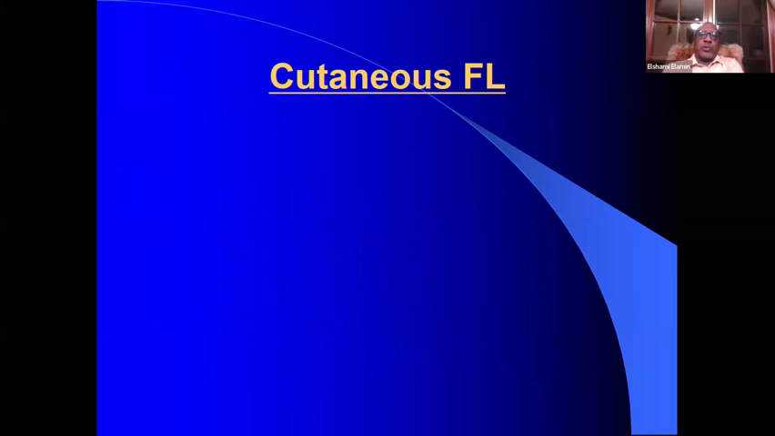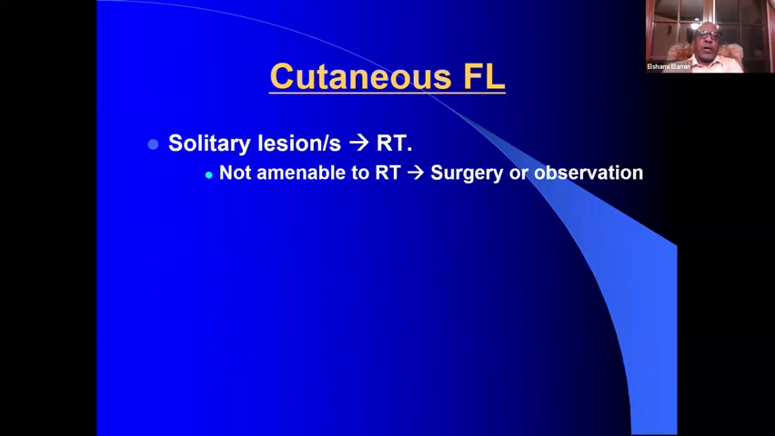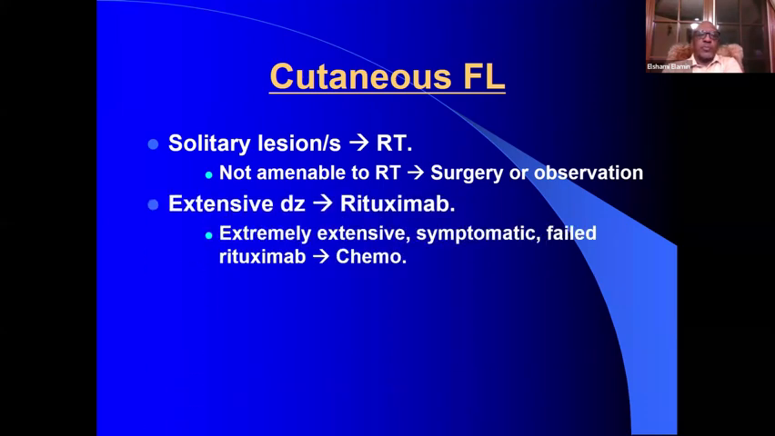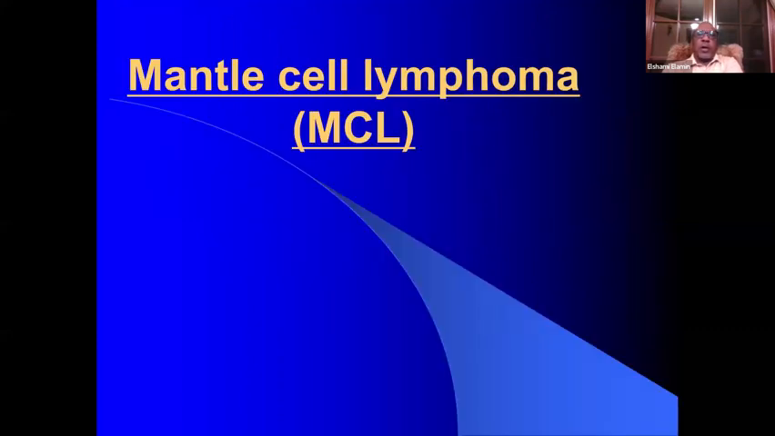Okay, now we move to a different type of B-cell lymphoma. It's cutaneous follicular lymphoma. If present with solitary lesions, radiation is reasonable. If not a candidate for radiation, then surgery or observation. Extensive disease, rituximab, or you may use chemotherapy. Now we move to a different type again.